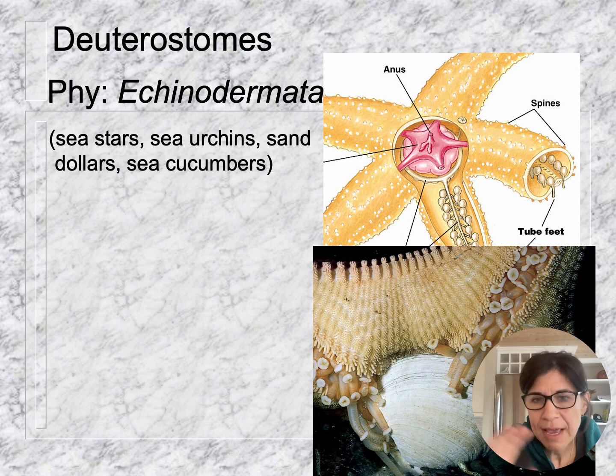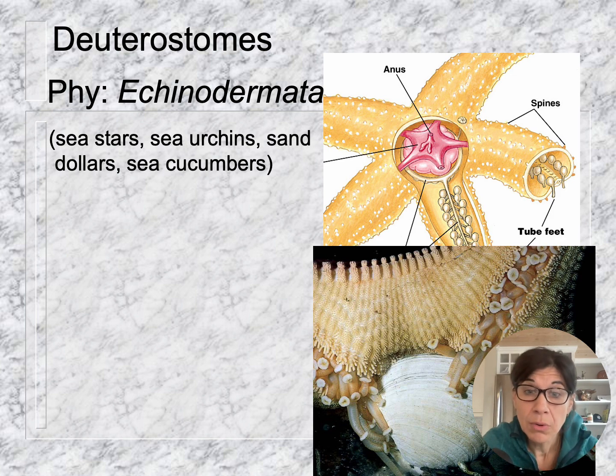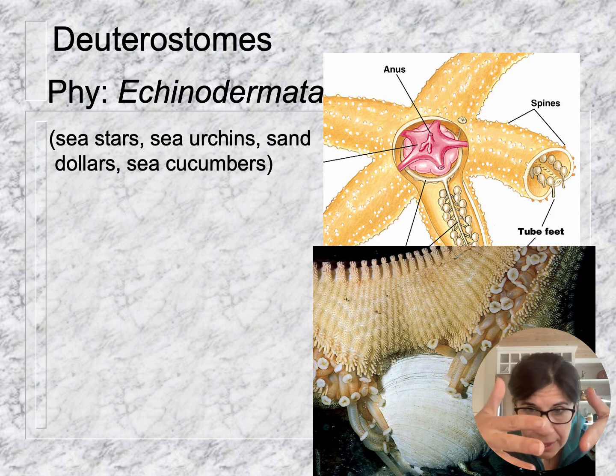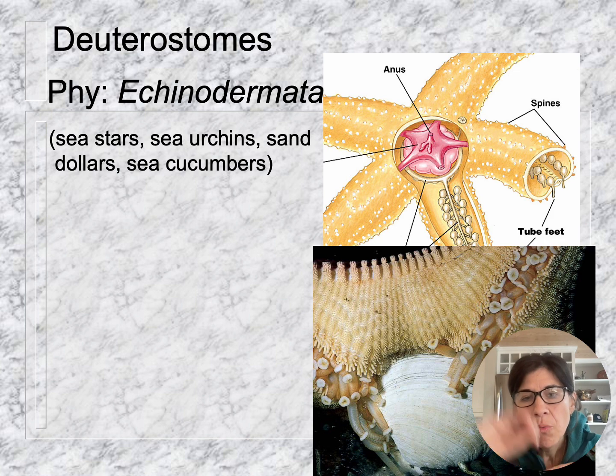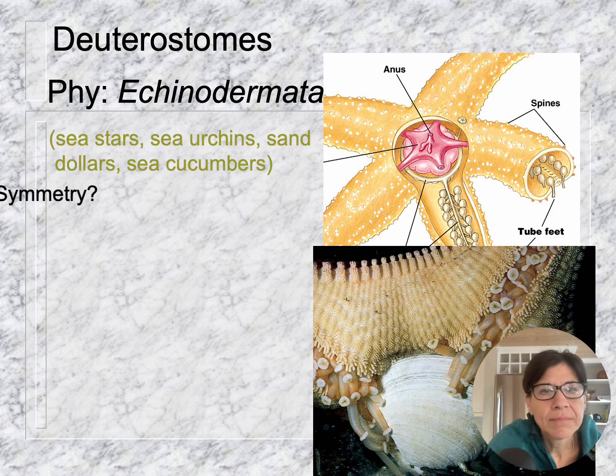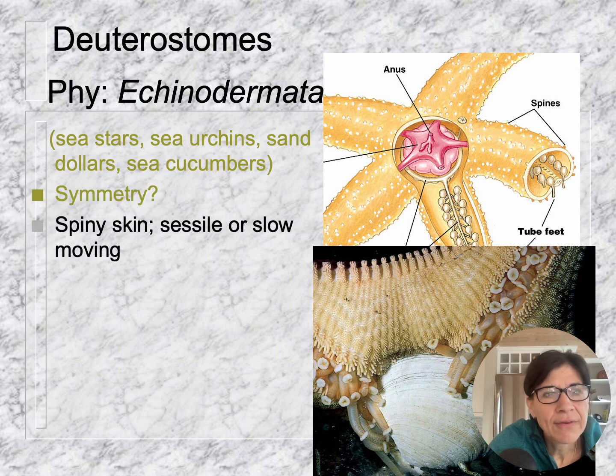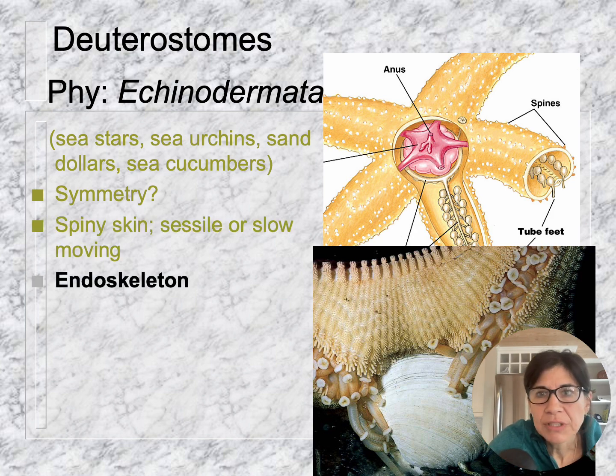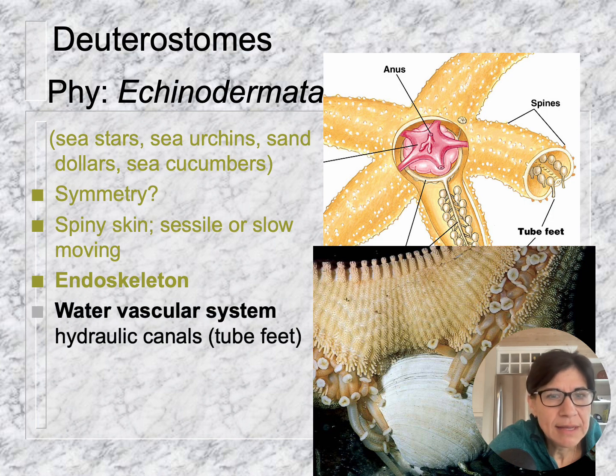And an advantage to having this change is that the bilateral symmetry allows them to move, right? Because remember, the head, they move, and they can go away from the parent, right? They can spread. But as adults, many of them have radial symmetry. That's why I put symmetry here. They sometimes are called spiny skinned. They're sessile, meaning sedentary or slow moving. They actually have an endoskeleton that protects them.